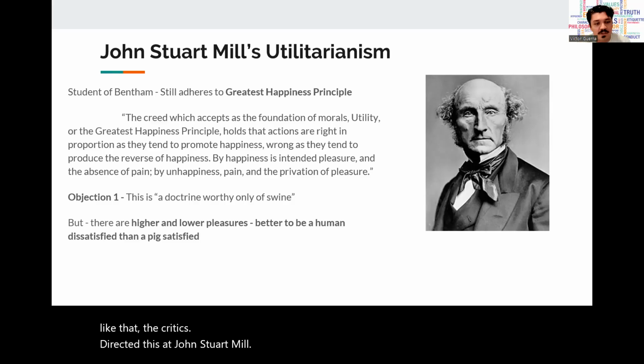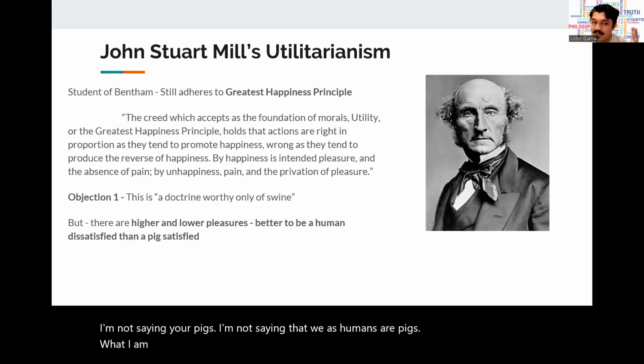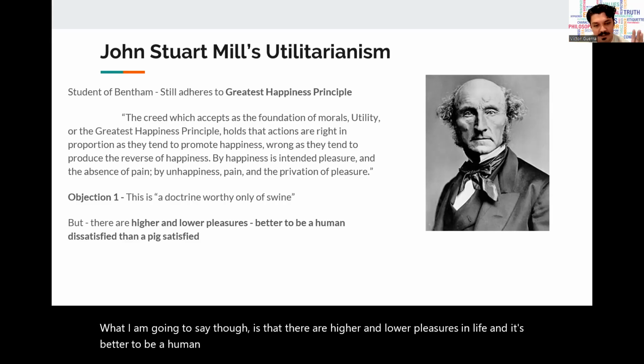Now here's the response. Yo, yo, yo, he says. Calm down. I'm not saying you're pigs. I'm not saying that we as humans are pigs. What I am going to say, though, is that there are higher and lower pleasures in life. And it's better to be a human dissatisfied than a pig satisfied.